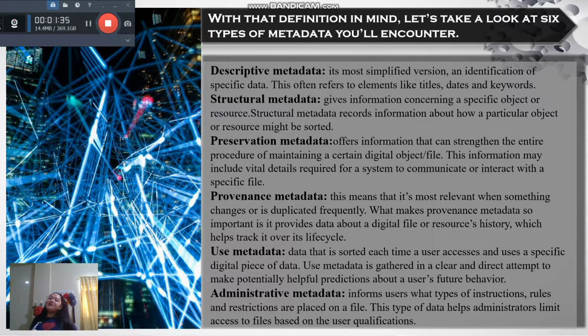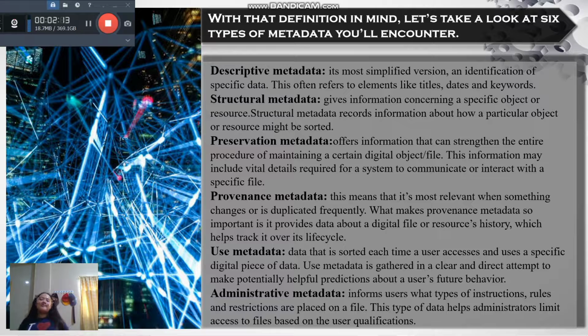First is the descriptive metadata, the simplified version of the specified data. Next is the structural metadata. It gives the information concerning a specified object or resource. Next is preservation metadata. It's usually called the digital type of metadata because it can be maintained in a certain digital object or file. Next is the provenance metadata. It's usually relevant when something changes or duplicates frequently. This metadata will tell the life cycle of the resource history.